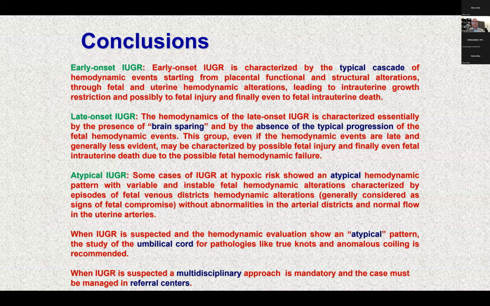Finally, when an IUGR is suspected and the hemodynamic evaluations show an atypical pattern, the study of the umbilical cord for pathologies like true knots and anomalous coiling is recommended. And when IUGR is suspected, a multidisciplinary approach is mandatory and the case must be managed in the referral center.